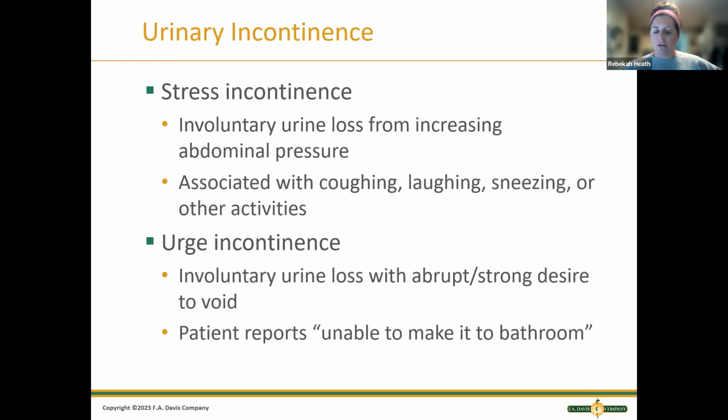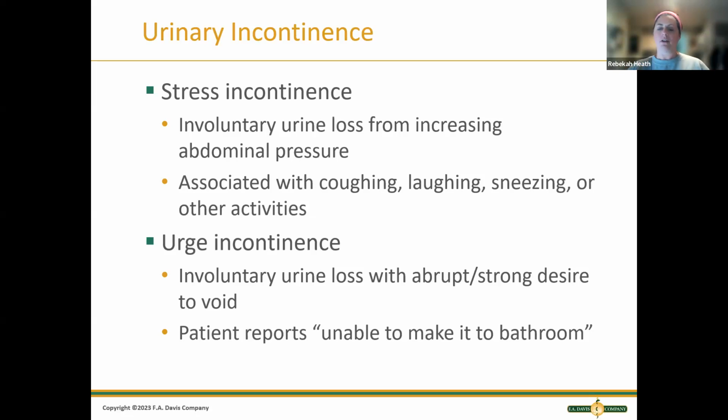Speaking of impaired urinary elimination, let's talk about incontinence. There's a few different types of incontinence, so we're just going to go through them. Stress incontinence is an involuntary loss from increasing abdominal pressure. What you'll see is somebody sneezes, achoo, and they pee a little bit. This is more common in women than men, because women typically have a decrease in muscle tone of their pelvic floor. It can be caused by coughing, sneezing, laughing, all kinds of different things.